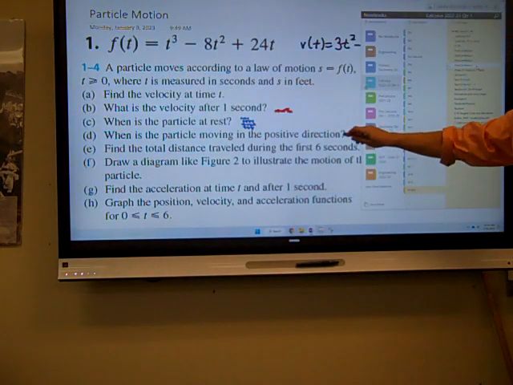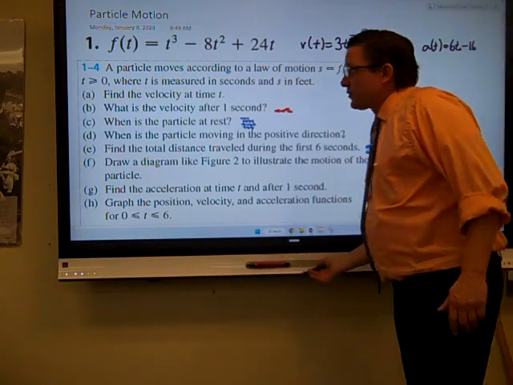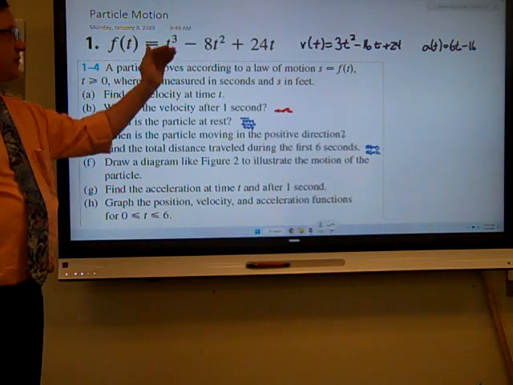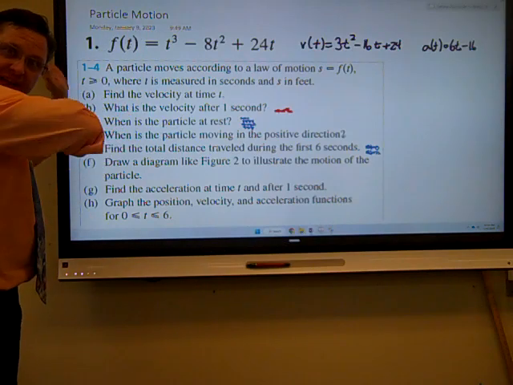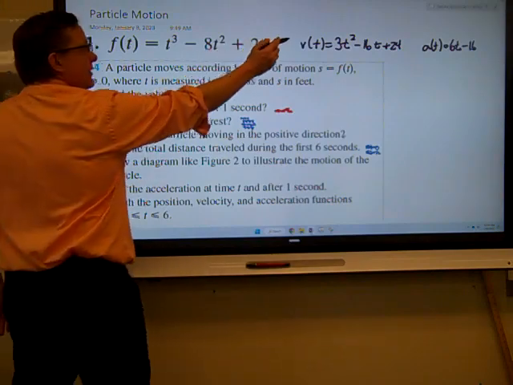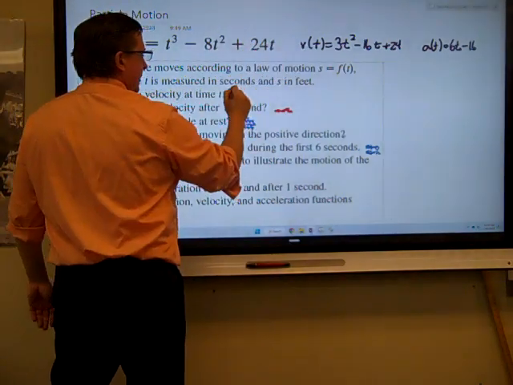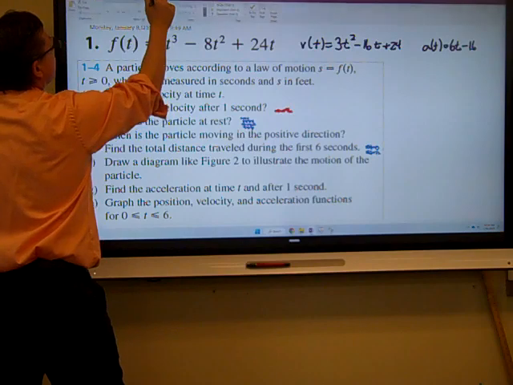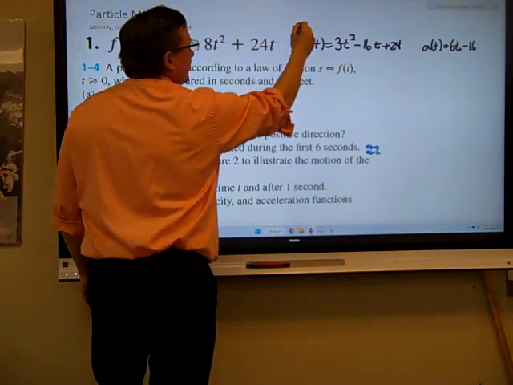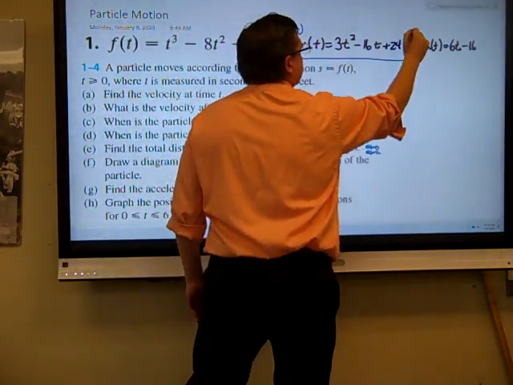All right, so I think the easiest one on here might be letter A. If you understand particle motion, you know that the position function, feet versus seconds, means the slope of the tangent line is feet per second. So you just take the derivative, S prime. So for letter A, this is the answer.